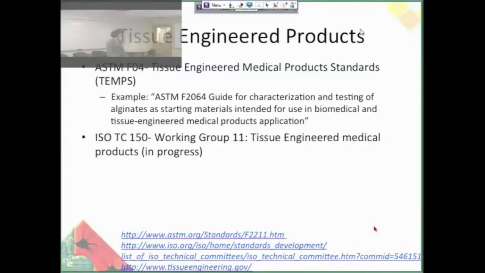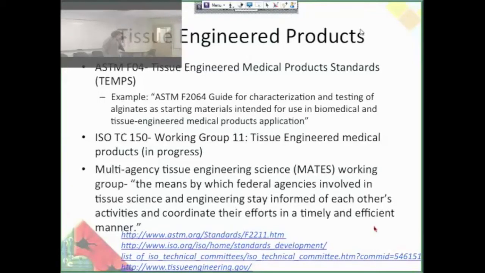ISO has a group of standards called tissue engineered medical products. They're in progress. And there is a multi-agency tissue engineering science working group that includes the FDA, NASA, NSF, NIH. There are like 11 different federal agencies all working together to try to figure out how to regulate tissue engineered products and make sure that they get onto the market. Because right now the success rate of tissue engineering products going from development to the market is extremely low. And that's a problem because we know there is a lot of potential there, so the government agencies are trying to figure out how to make it work better.